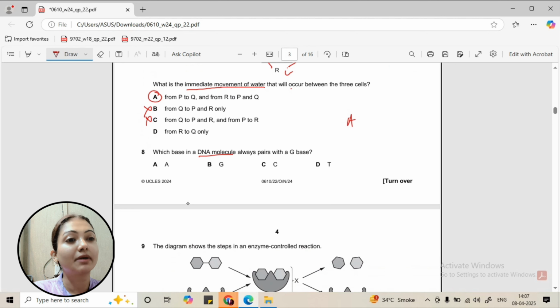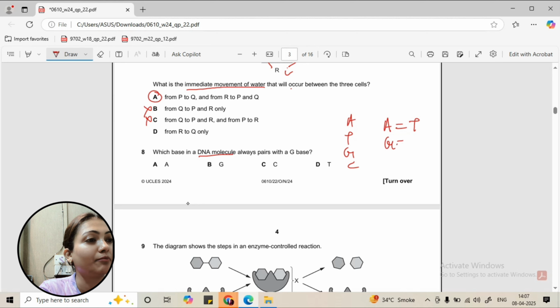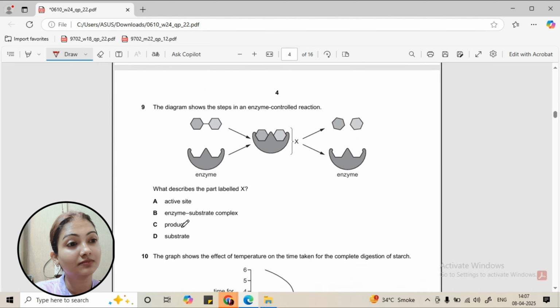Eighth question is about DNA molecule. Okay, the 4 bases: A, T, G, C. A bonds with T by making 2 hydrogen bonds. G always bonds with C with the help of 3 hydrogen bonds. The question is, in the DNA, what always pairs with G? The option is very simple. It's C.